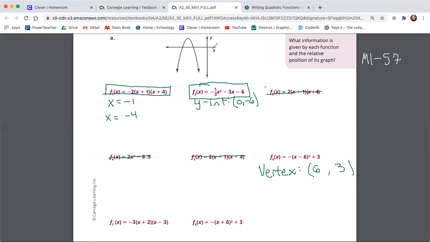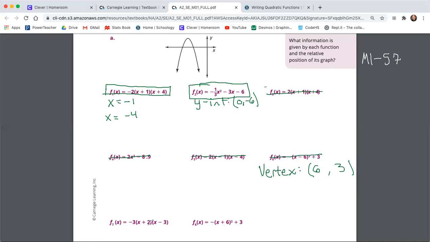So on the graph, that means I'm going 6 to the right and then 3 units up, getting somewhere around here, which is definitely not true. I go to the left for my x values. I don't go to the right.